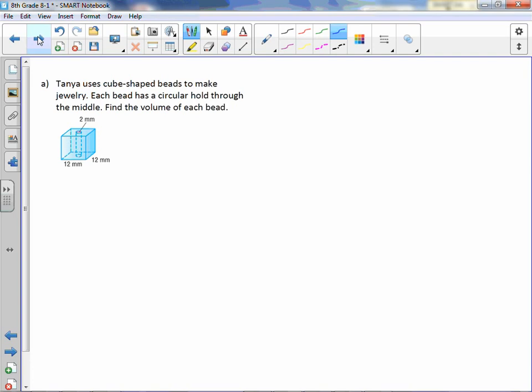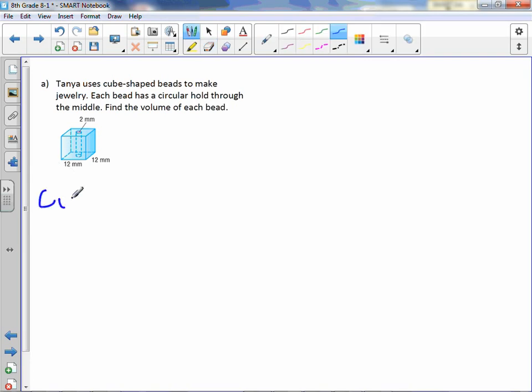Tanya uses cube-shaped beads to make jewelry. Each bead has a circular hole through the middle. Find the volume of each bead. So here we have a cube with a cylindrical hole. So our two shapes are a cube and a cylinder. Our cube's length, width, and height are all the same.